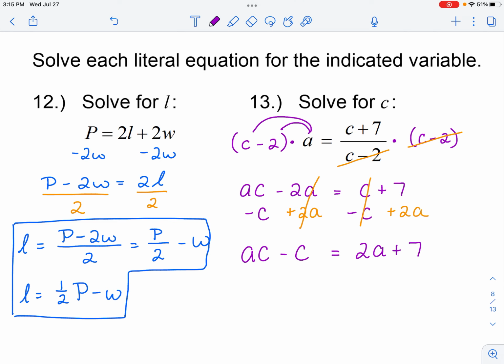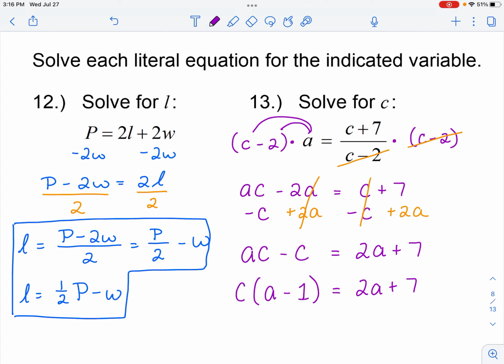Now the AC minus C, I can't actually combine those together. They're not like terms. One is AC, the other one is just C. But what I can do is they have a common factor of C. I can GCF out, I can factor out a C. So I can pull out a C, and that leaves me with A minus 1. It's the distributive property in reverse.